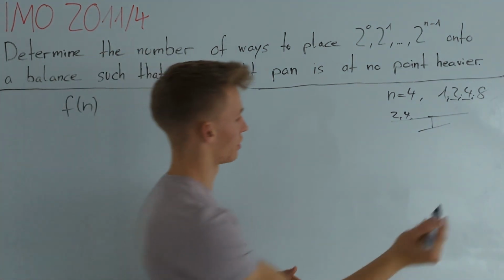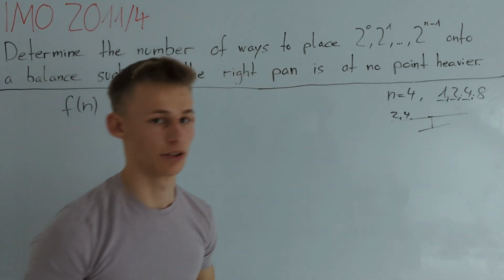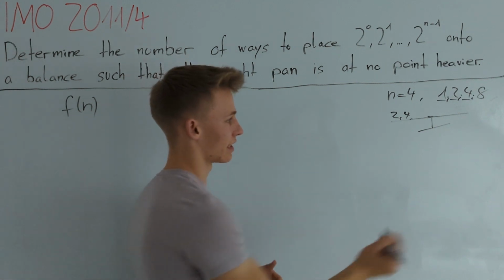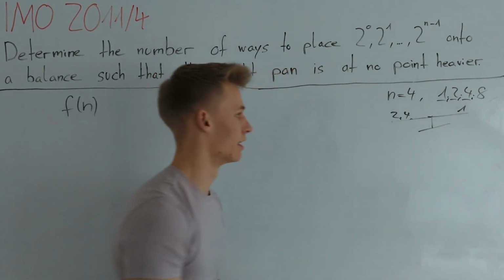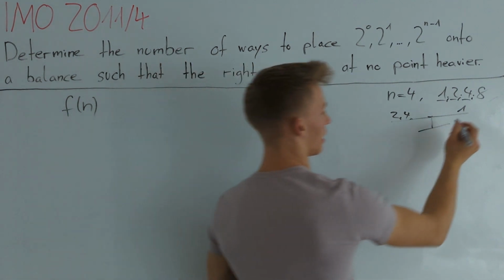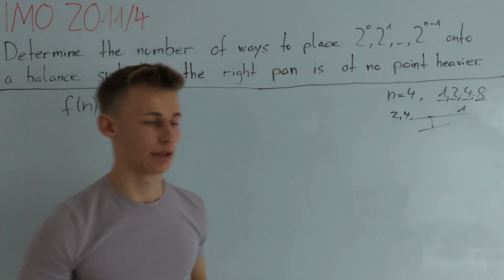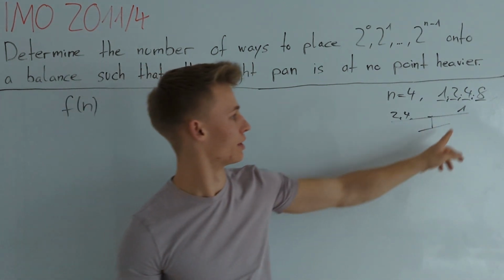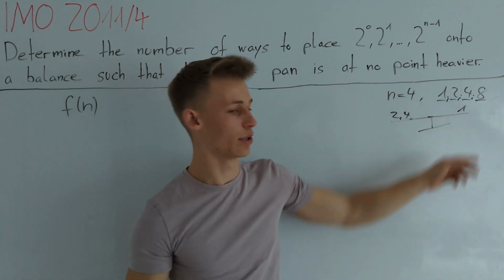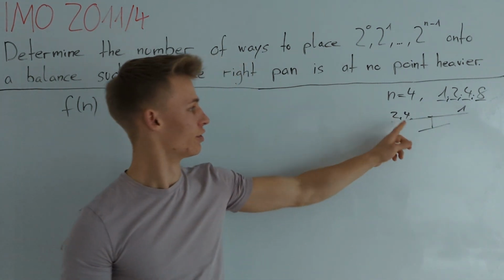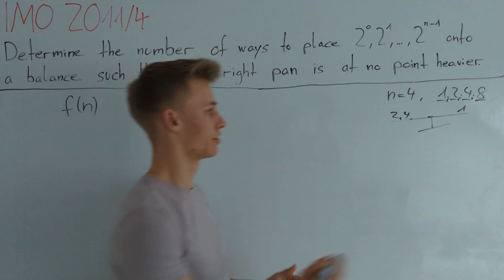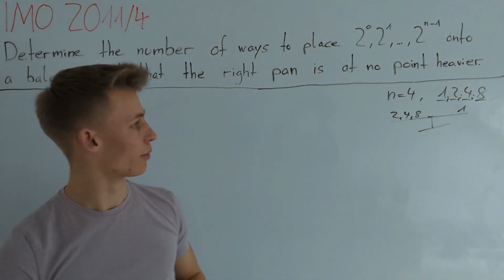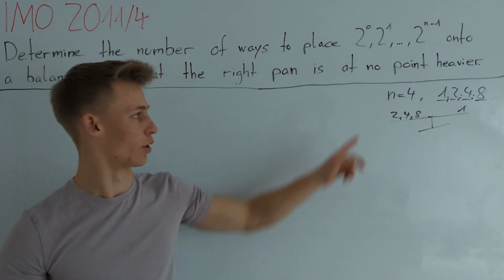In the next step, we can choose the weight 1, and here we can place it on both sides, because 1 is less than 2 plus 4, which is equal to 6, and therefore if we place it onto the right hand side, it is allowed. In the last step, we have to choose 8, and here we have to put 8 onto the left hand side, because if we put it onto the right hand side, we have 8 plus 1, which is equal to 9 on the right hand side, and 2 plus 4 on the left hand side, and this is not allowed. So we have to place 8 onto the left hand side. This is one example of how we can place the weights onto the balance for n equals 4.